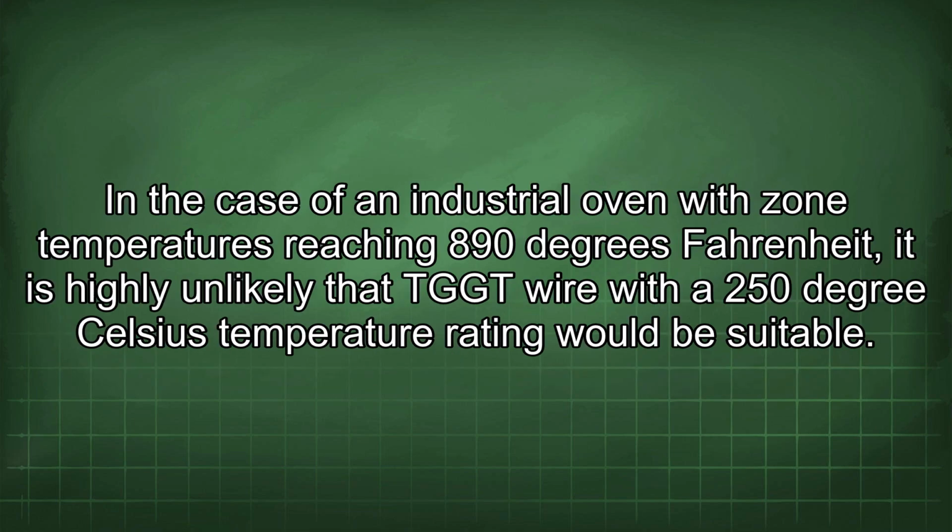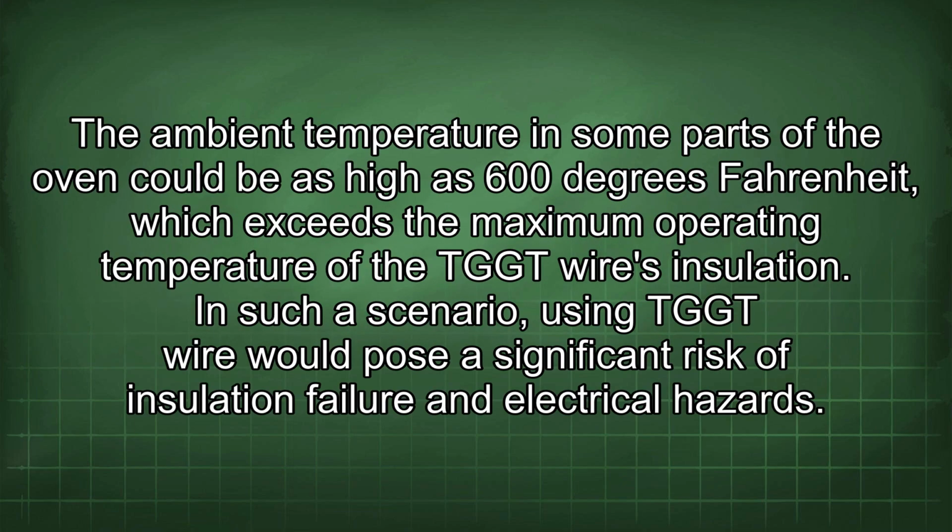In the case of an industrial oven with zone temperatures reaching 890 degrees Fahrenheit, it is highly unlikely that TGGT wire with a 250 degrees Celsius temperature rating would be suitable. The ambient temperature in some parts of the oven could be as high as 600 degrees Fahrenheit, which exceeds the maximum operating temperature of the TGGT wire's insulation. In such a scenario, using TGGT wire would pose a significant risk of insulation failure and electrical hazards.